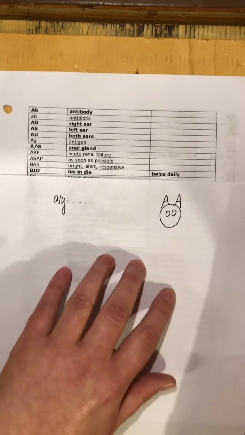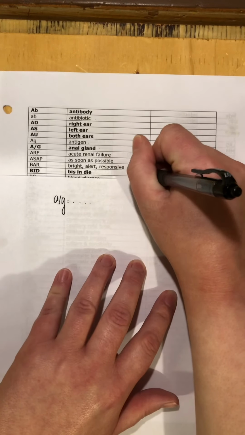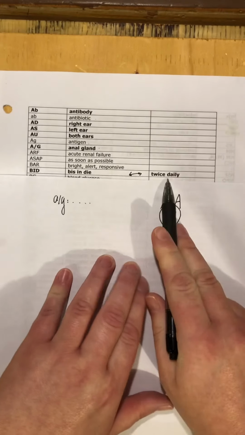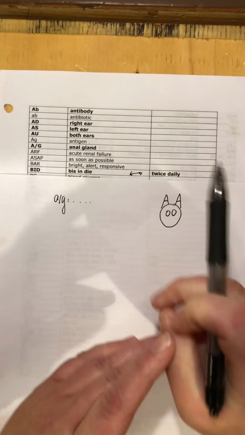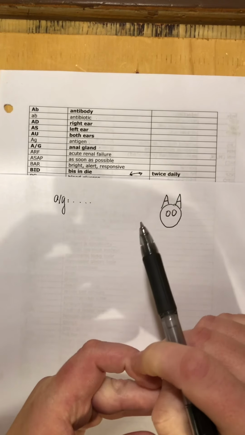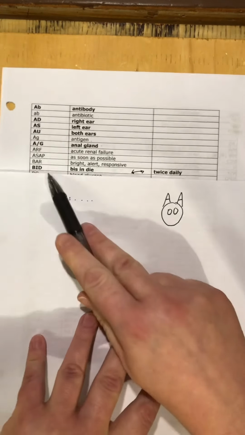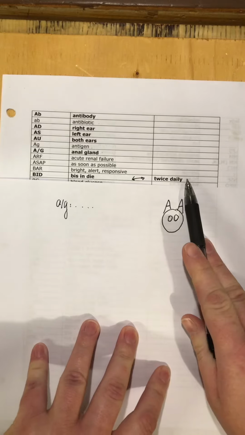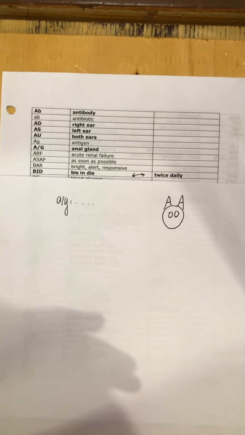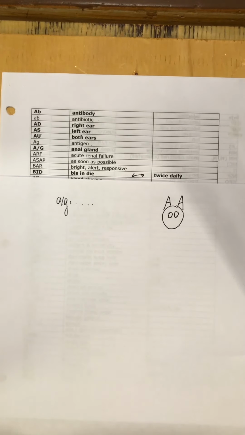BID, again, these are ones that I would switch to twice daily, and the bis in die, again, is Latin. I don't care if you know what bis in die means. I want to know that you know BID means twice daily. So if we have to take a drug 2 times per day, that means we're taking it every 12 hours. So that's something we would see on a prescription label as BID.